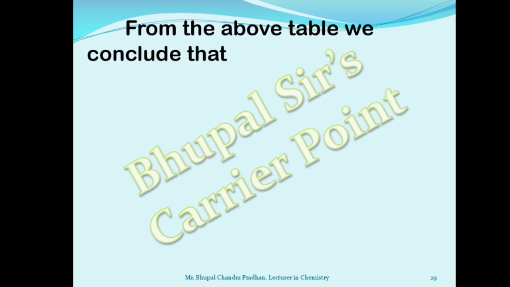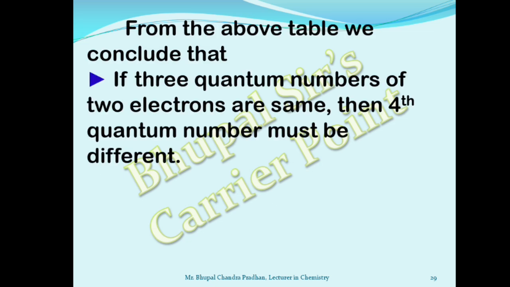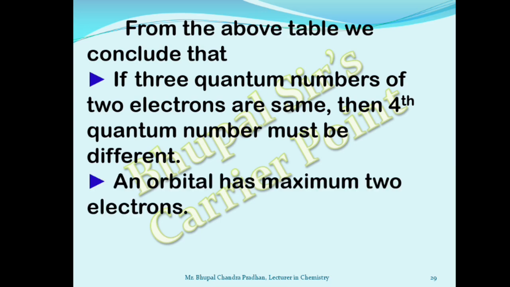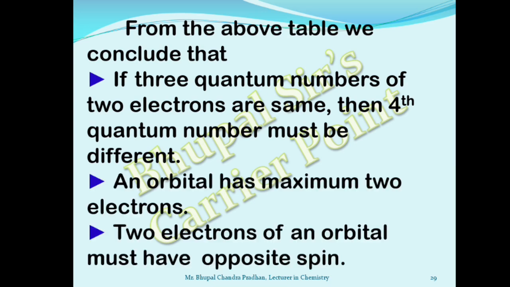From the table, we conclude that if 3 quantum numbers of 2 electrons are the same, then the 4th quantum number must be different. An orbital has a maximum of 2 electrons. 2 electrons of an orbital must have opposite spin. If one has plus half spin, then the other must have minus half spin.